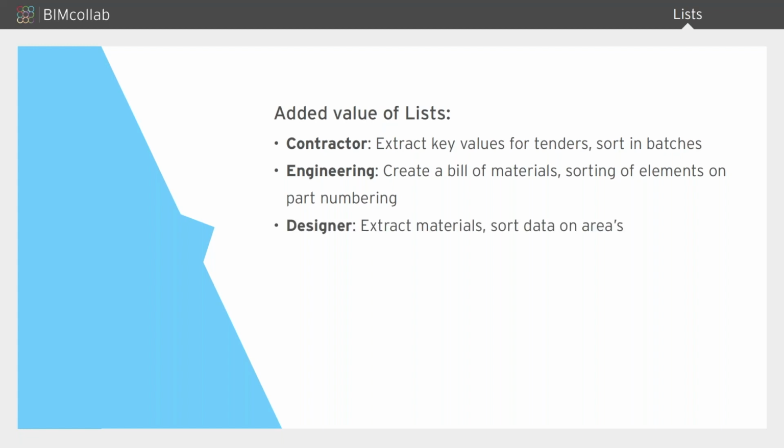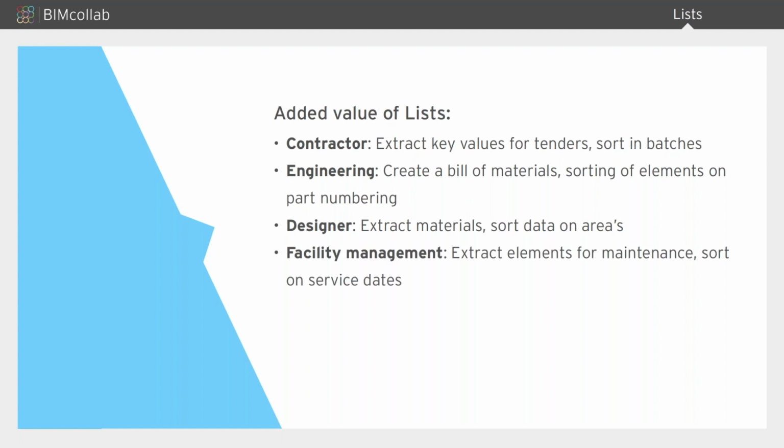A designer might want to extract materials so that he knows during his design process, for instance, how many carbon heavy materials are in his design. And he can also use that to define the design even better. Of course, other data like sort areas on specific levels or other type of thing can also be done with lists. A facility manager might want to extract elements for maintenance, sort on service states if they are in the model. So all in all, the application of lists is very broad and extensive.